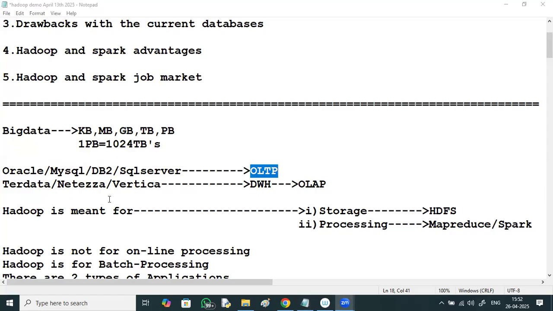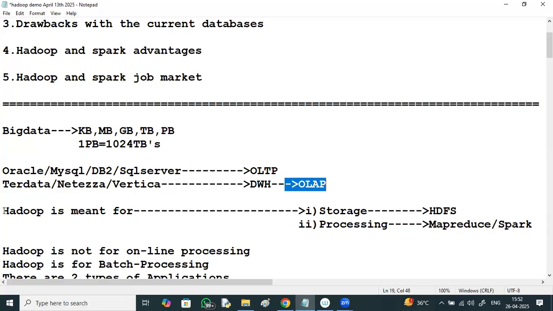Yes. But we have got some specialized databases: Teradata, Netezza, Vertica. They are used for data warehouse, online analytical processing. But these databases can handle data up to some extent, but unlimited data storage is not possible. As a solution to all these storage level problems and processing level problems, a framework was introduced called the Hadoop framework.